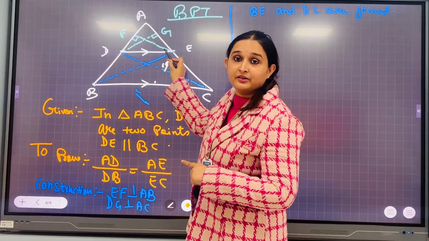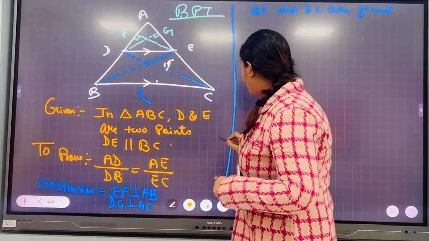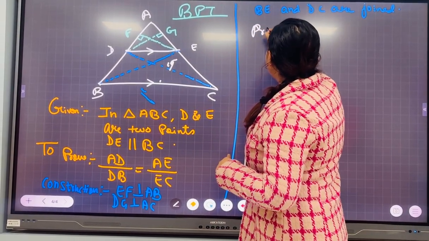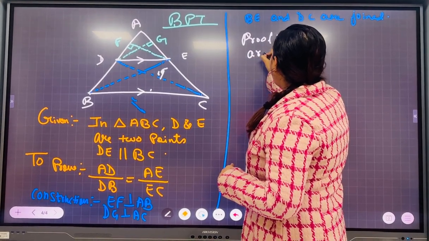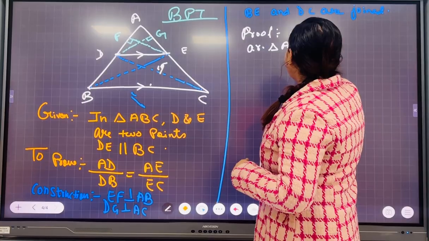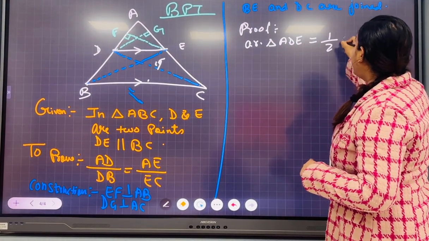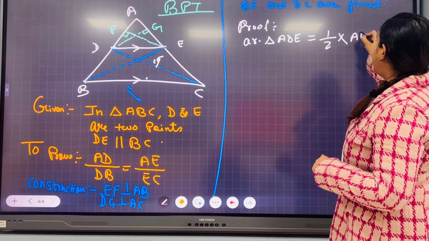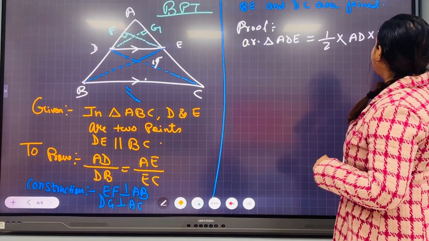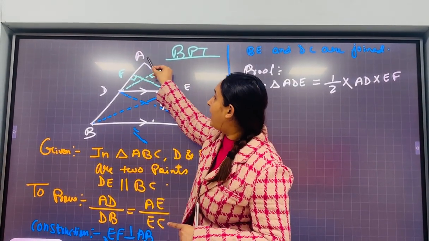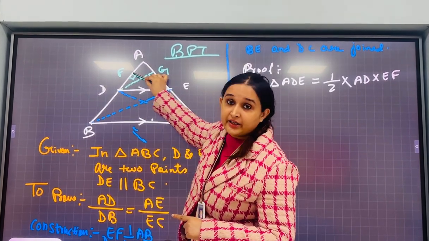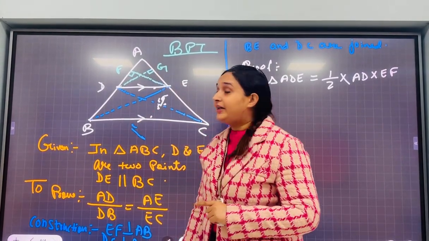ADE, right? So now let's do the proving. Area of triangle ADE will be half into base, which is AD, and height is EF. So this is my base and this is my height. So half into AD into EF. This is the area of triangle ADE.